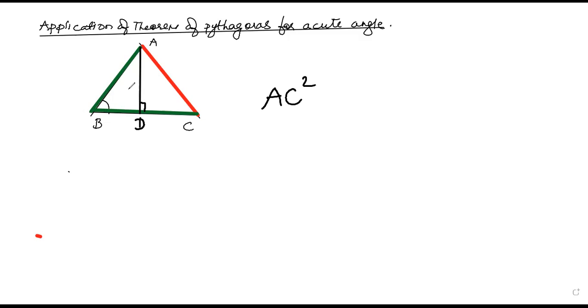So this square of the side opposite to this acute angle is equal to the sum of the squares of the sides containing the acute angle. Like angle B is the acute angle I'm talking about. Which sides are containing it? The green sides are containing it. So naturally AB square plus BC square. Square of the side opposite acute angle equals the sum of the squares of the sides containing the acute angle. Which sides are containing the acute angle? AB and BC. So AB square plus BC square. Minus, since it's an acute angle, minus sign will come in the formula. Minus, okay? Twice, 2 times, okay?